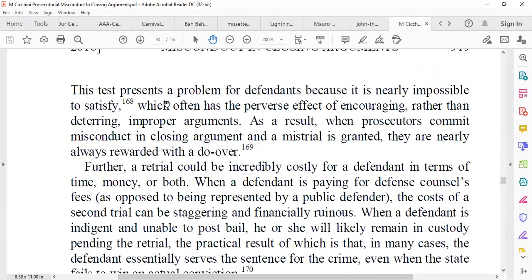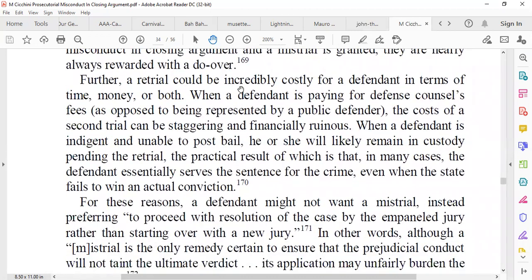This test presents a problem for defendants because it is nearly impossible to satisfy, which often has the perverse effect of encouraging rather than deterring improper arguments. As a result, when prosecutors commit misconduct in closing argument and a mistrial is granted, they are nearly always rewarded with a do-over. Further, a retrial could be incredibly costly for a defendant in terms of time, money, or both. When a defendant is paying for defense counsel's fees, as opposed to being represented by a public defender, the costs of a second trial can be staggering and financially ruinous.